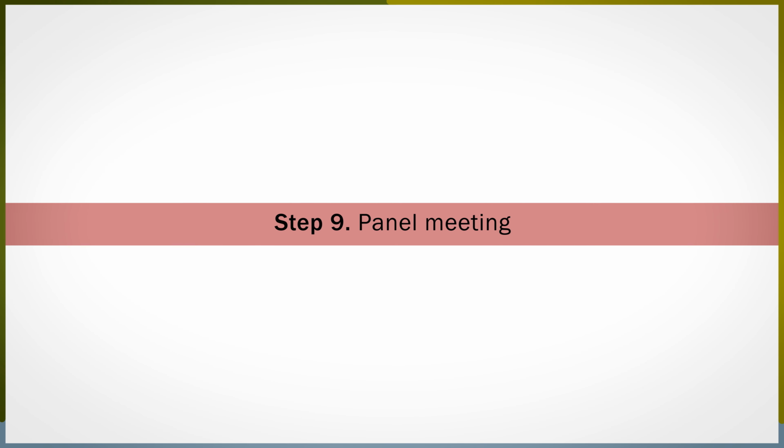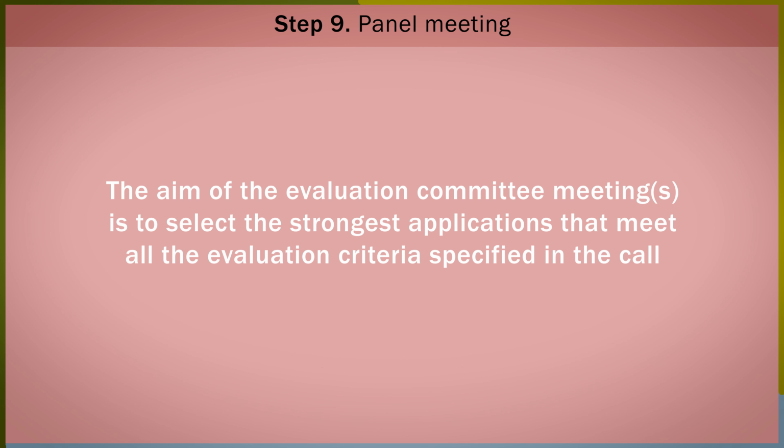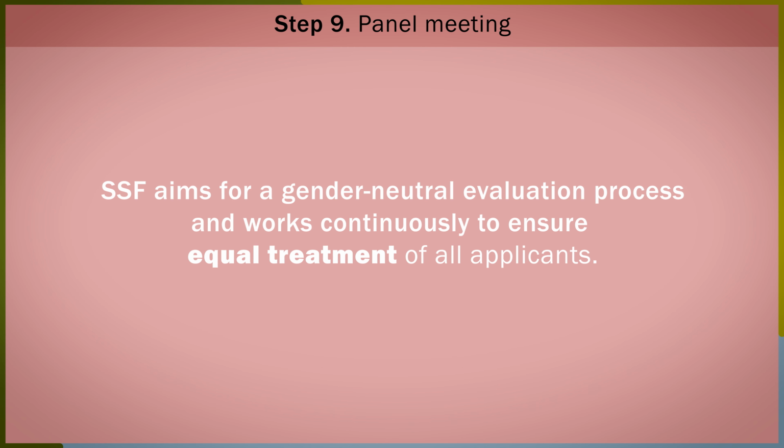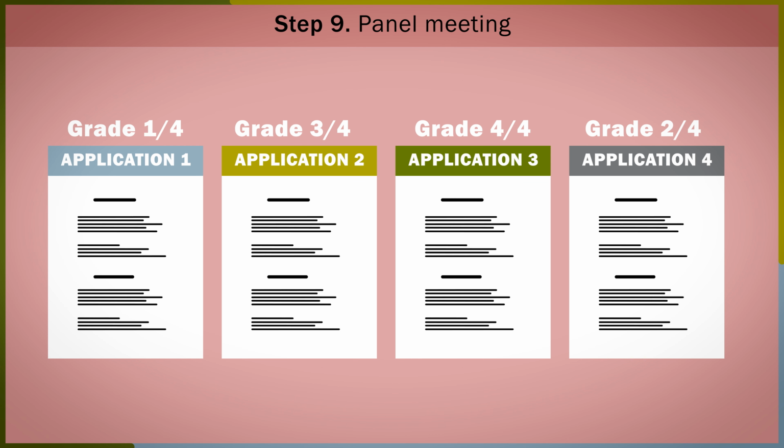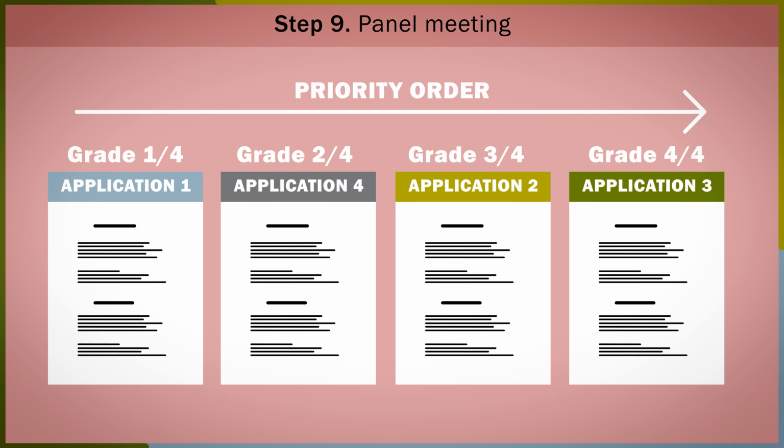Step 9. Panel Meeting. The aim of the evaluation committee meetings is to select the strongest applications that meet all evaluation criteria specified in the call. SSF aims for a gender-neutral evaluation process and works continuously to ensure equal treatment of all applicants. Final evaluation grades are not absolute, but express the priority of each application as determined by the evaluation committee in relation to the call text.